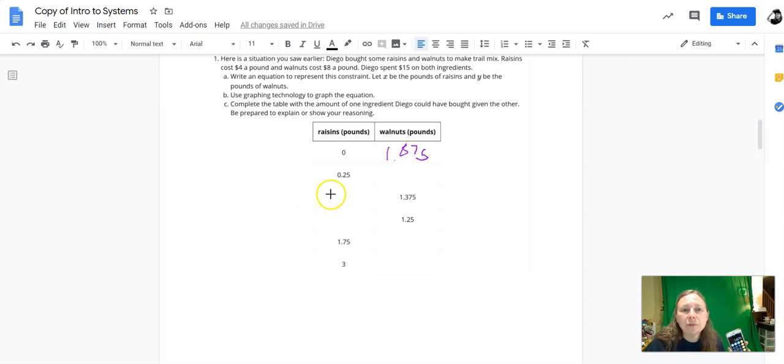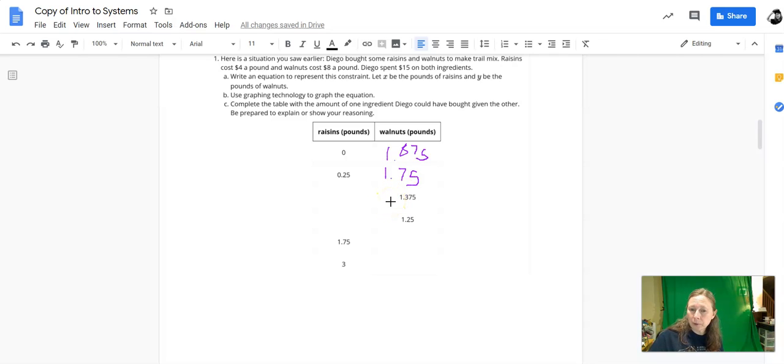Okay, if we bought 0.25 pounds of raisins, 0.25 times 4 is $1, so then we would have had $14 left to spend on walnuts. So I would do 14 divided by 8, and that would be 1.75 pounds of walnuts. And working our way on down.